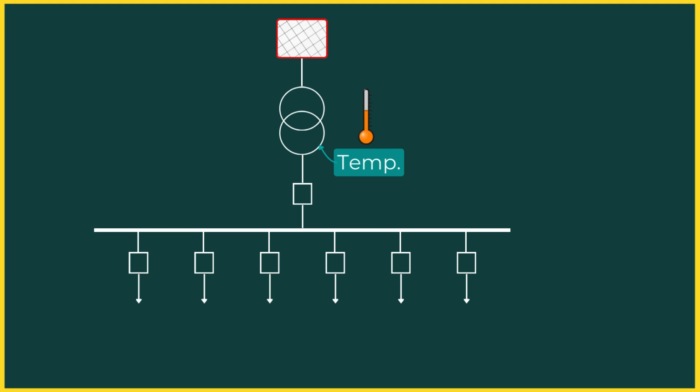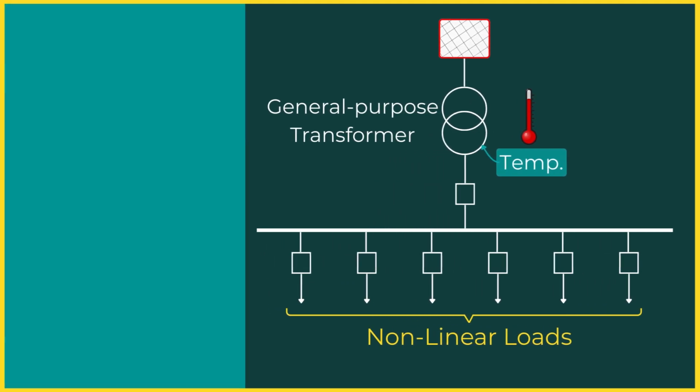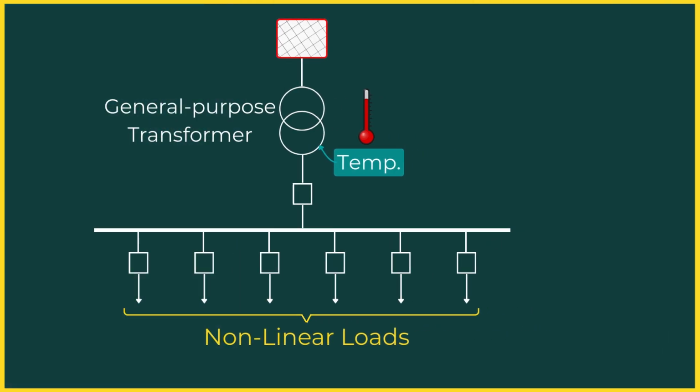Imagine this situation. You have a general-purpose transformer feeding nonlinear loads. If you load it to rated capacity, harmonic currents will raise the temperature beyond its designed thermal limits. That excess temperature will accelerate insulation aging and will shorten transformer life. Now suppose you don't have the option to replace it with a K-rated transformer.